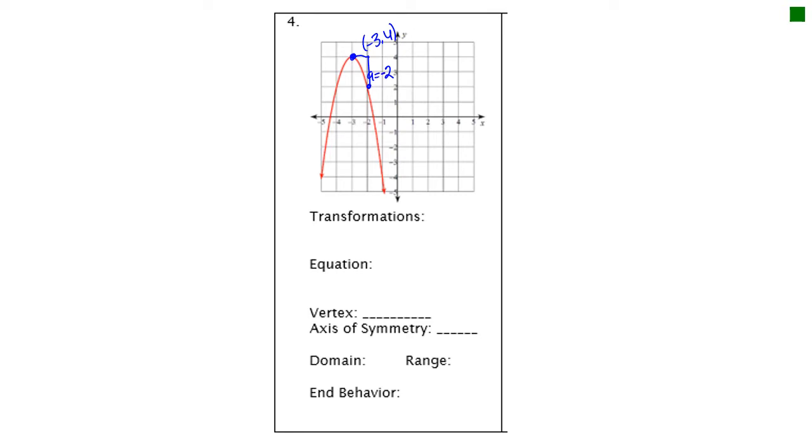So there are a lot of transformations happening here. My first transformation is that it's reflected. It's also stretched because 2 is bigger than 1. So this is a vertical stretch.